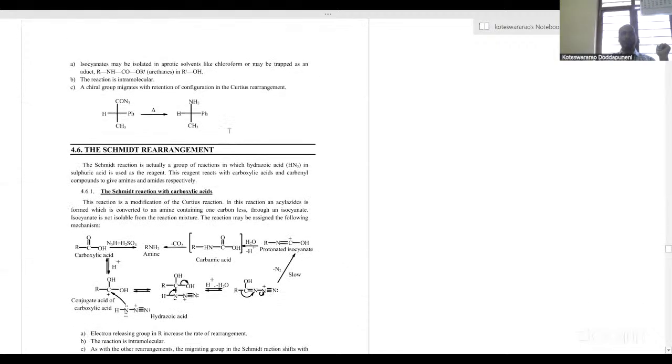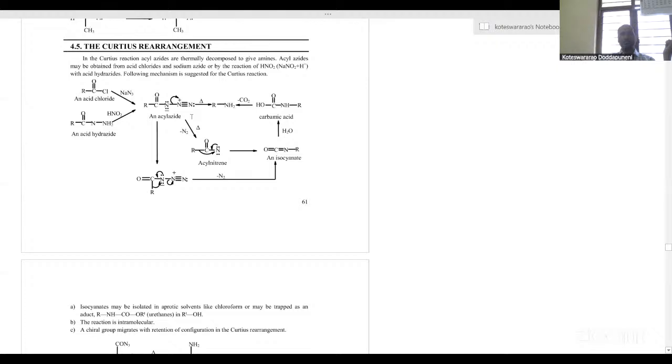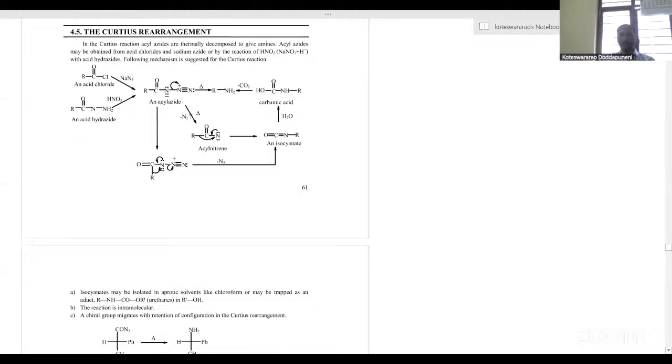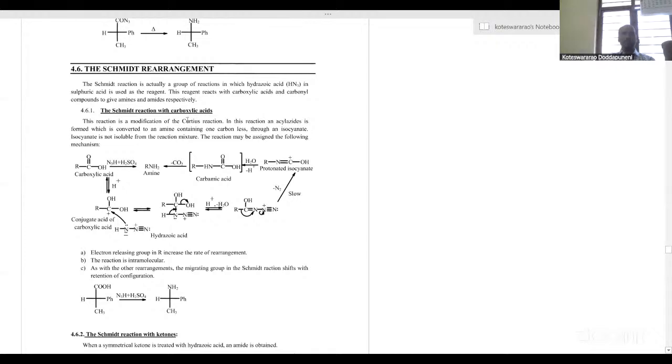These are more or less similar to the Hoffman rearrangement. In these three reactions, Lossen, Hoffman, Curtius, all involve the same intermediate, that is isocyanate. That isocyanate leads to the formation of amine. Right. Next, the Schmidt rearrangement reaction.